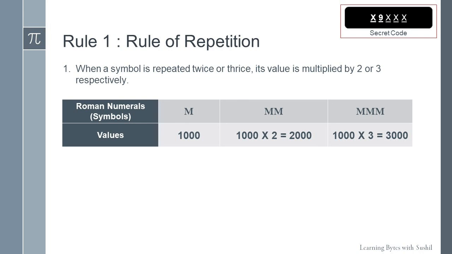Number 1, when a symbol is repeated twice or thrice, its value is multiplied by 2 or 3 respectively. That is, if you write a symbol twice, it will be multiplied by 2, and if you write a symbol 3 times, it will be multiplied by 3. Let's look at the example below. Here, M is equal to 1000. MM will be equal to 1000 multiplied by 2, which is 2000. MMM is equal to 1000 multiplied by 3, that is 3000.